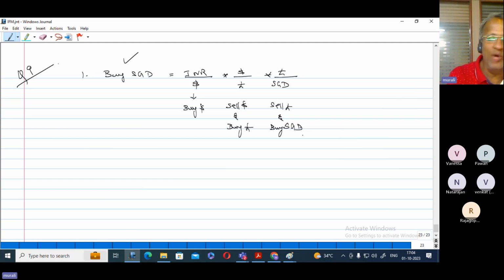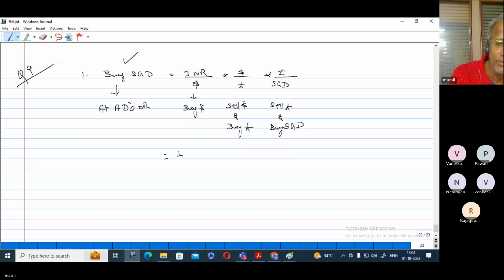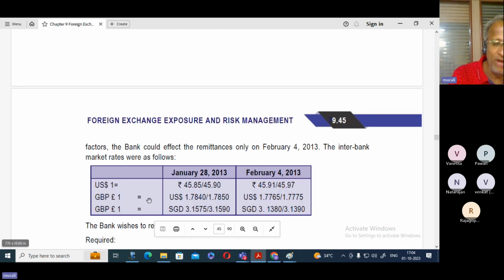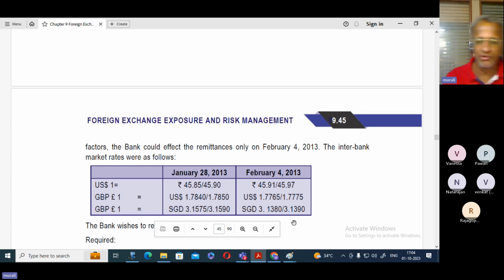Now, for SGD, this is the way I am doing it. I buy at the authorized dealer's offer rate. So the INR to dollar offer rate is 45.90, into dollar to pound, where they have given 1 pound only, similarly 1.7850, which is readily available and compatible. So straight away we are doing it.